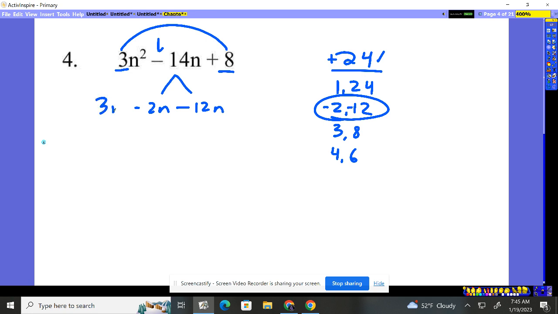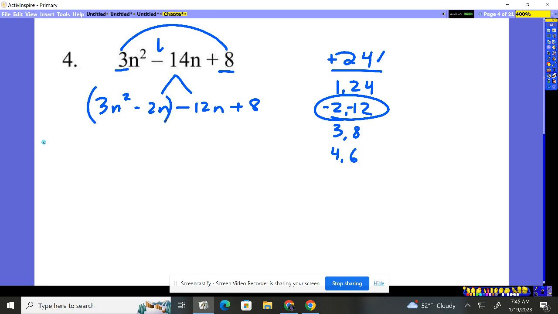We bring down the 3n squared, bring down the plus 8. After busting b into two pieces, we now have 4 pieces down here. We took the trinomial, made it 4 pieces. That allows us to factor by grouping. We group the front 2, we group the back 2. So I group the front 2.